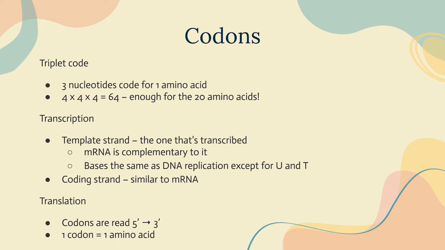So the codons have to do with the triplet code. 3 nucleotides make 1 codon, which codes for 1 amino acid. In translation, codons are read 5' to 3', and 1 codon is 1 amino acid. This will make a little bit more sense later once it's put into context.